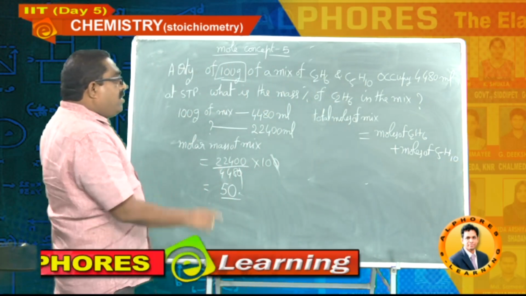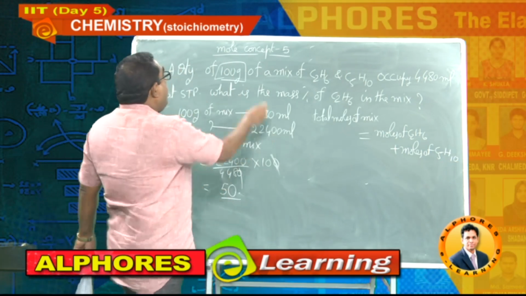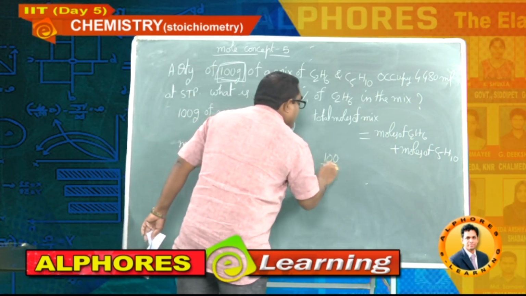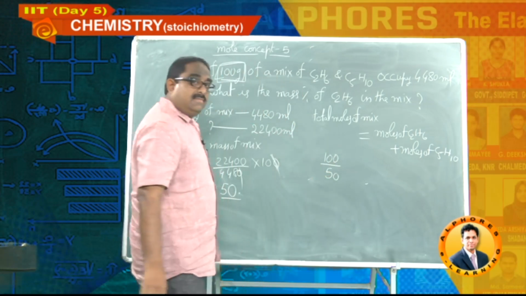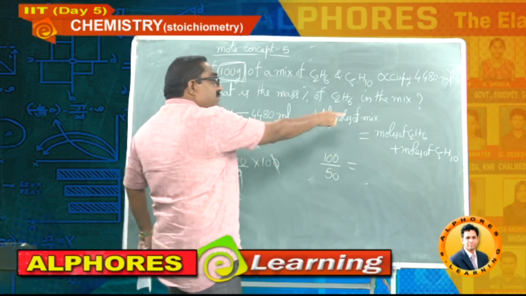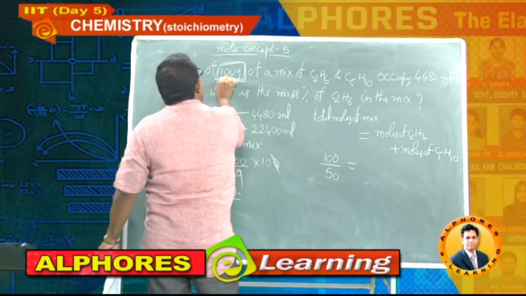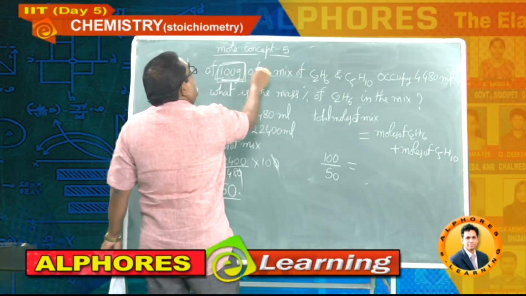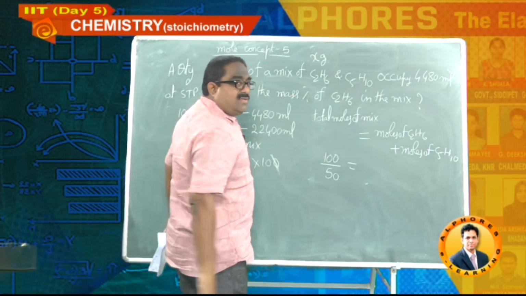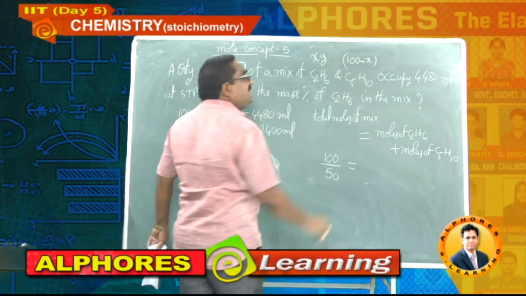Okay. How do you get the total moles of the mixture? 1 mole of mixture means 50. How much weight is there? 100. So write 100 by 50 here. That is, total number of moles of the mixture is equal to moles of C2H6 plus moles of C5H10. We don't know how much, out of 100 grams, is this and how much is this. Let me consider this as x grams. Write down, students. And automatically it becomes 100 minus x.